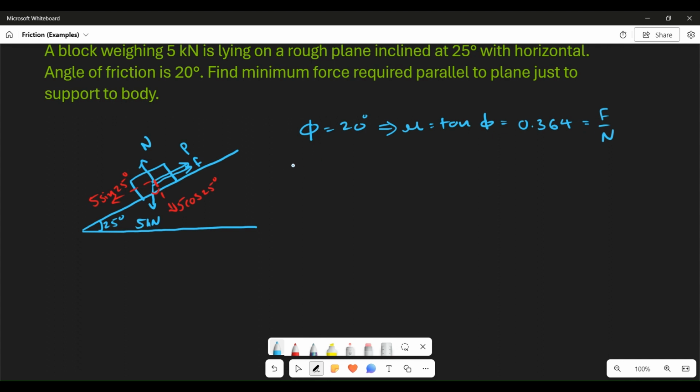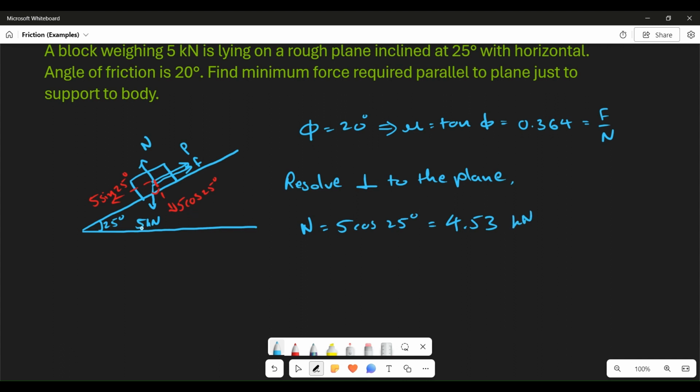Now first consider forces perpendicular to the surface. So I will write it, resolve perpendicular to the plane or surface. Okay, perpendicular. In perpendicular direction, we have only two forces. First is N, that is going upwards, and second is 5 cos 25, that is going downwards. So from the condition of equilibrium, we can say that these two will be equal. So simply you get N is equal to 5 cos 25 degree, and solving this you will get N is equal to 4.53 kilonewton.